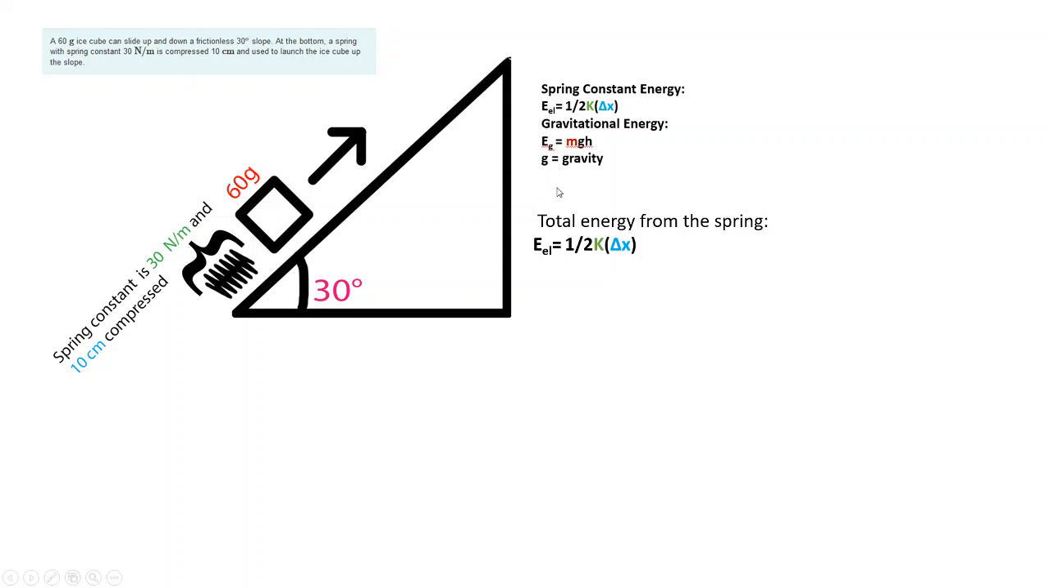So let's find the total energy from the spring. We can substitute in spring constant and spring displacement, which is 30 newton meters multiplied by 0.1 meters, multiplied by half. When you solve it, it should be 1.5 joules, and this is the total energy in the system.